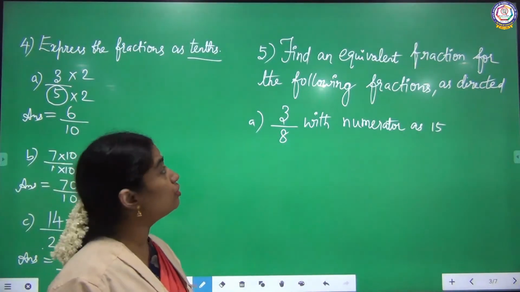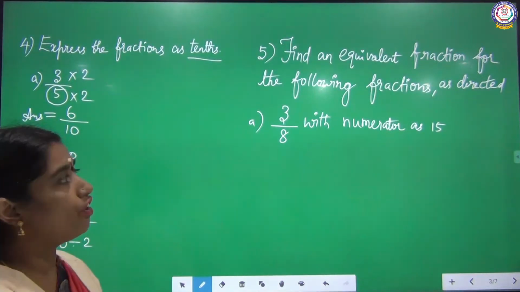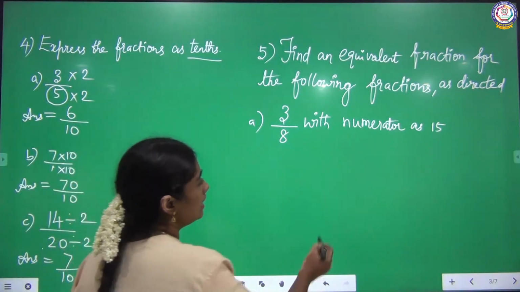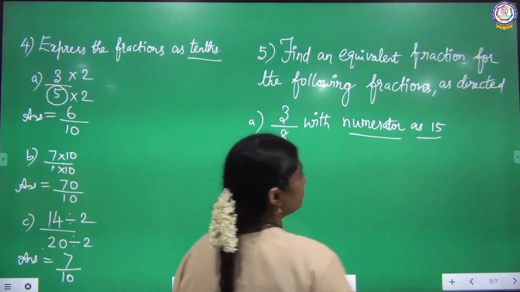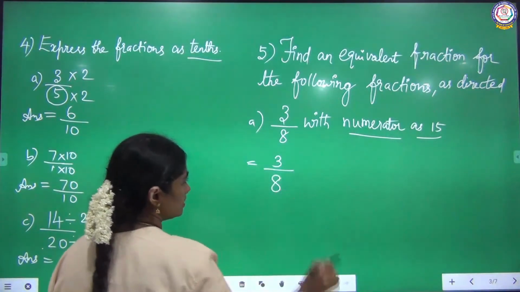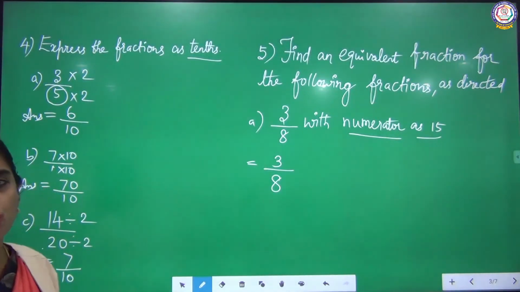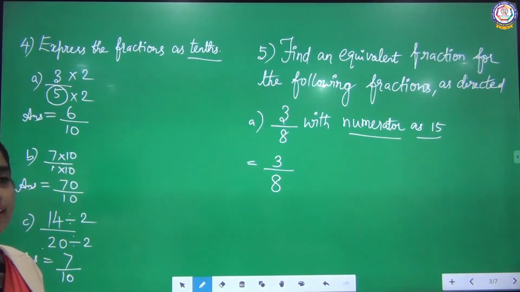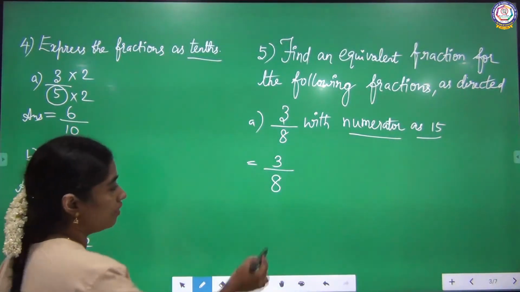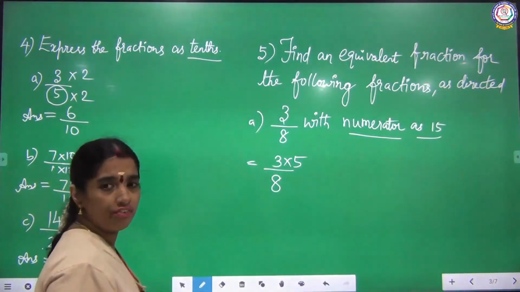Now I will move on to the fifth sum. Find an equivalent fraction for the following fraction as directed. See what is that? Here I have to make my numerator as 15. What is given in the question? 3 by 8 is given in the question. Numerator is what? Above the division line is the numerator. I am going to change that numerator into 15. How can I change that numerator as 15? Already 3 is there. When I multiply by 5, I can get 15. Is it or not?